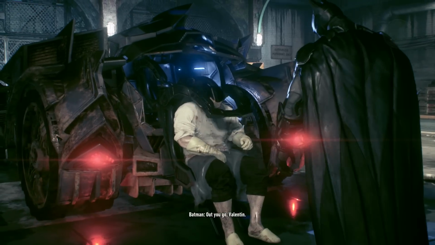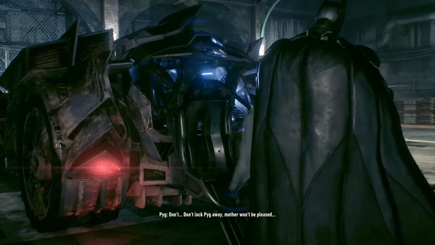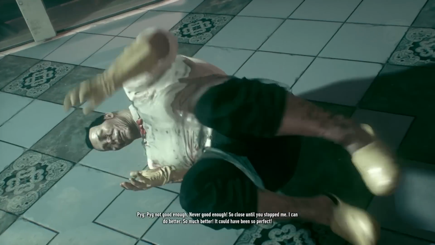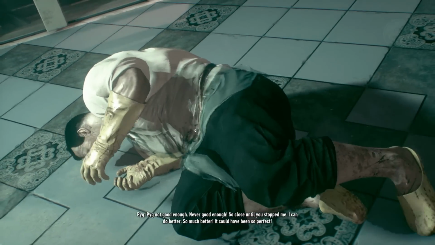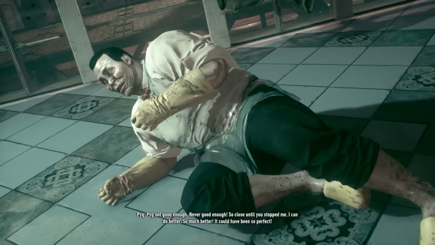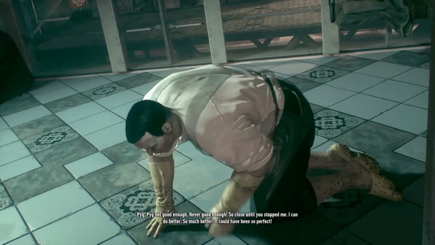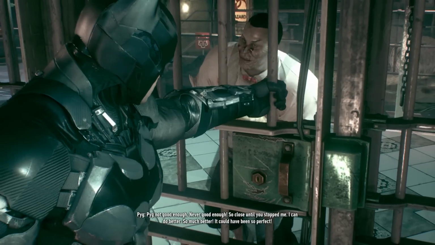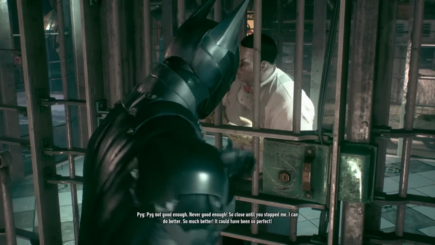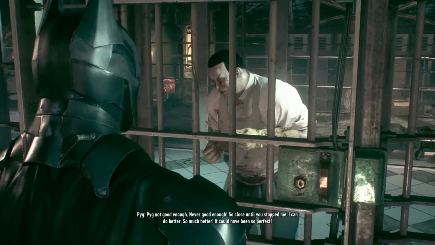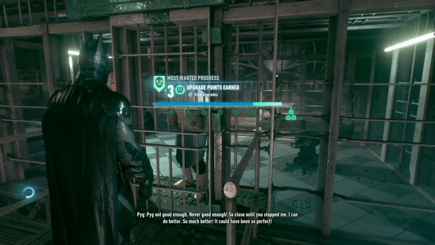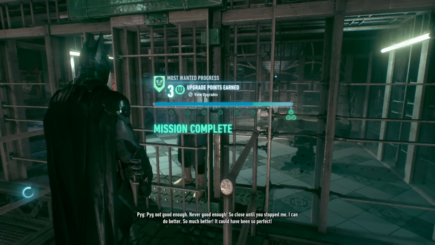Out you go, Valentine. Don't lock Pig away. Mother won't be pleased. Pig, not good enough. Oh, never good enough. So close until you stopped me. I can do better. So much better. It could have been so perfect.